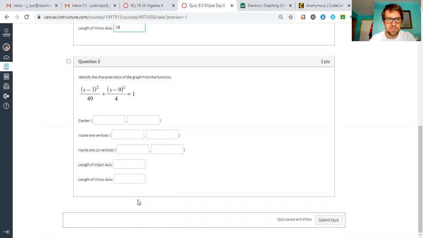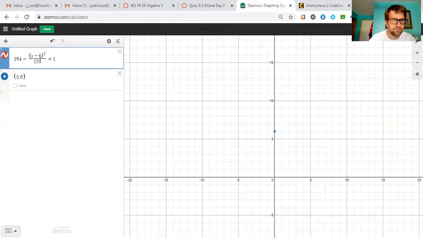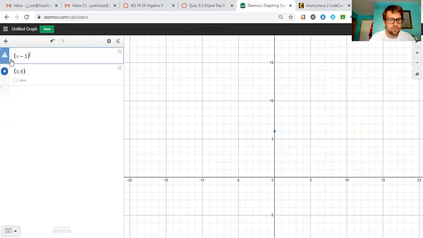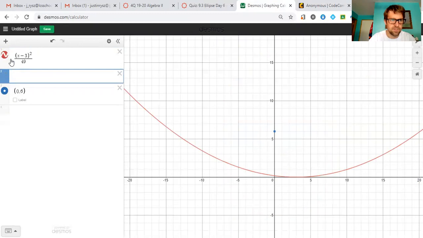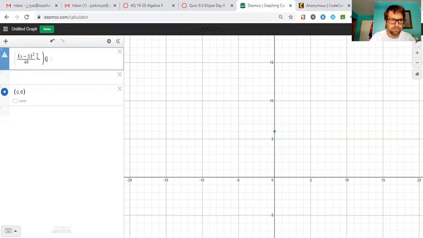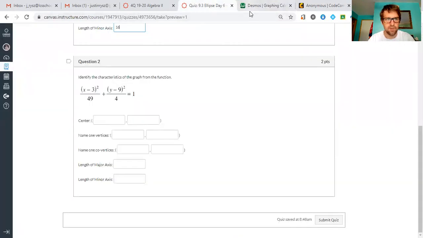Okay, so we'll do one more example. Tomorrow will be very similar, so I'd recommend doing the same thing. So we're going to have to type this out. X minus 3 over 49. I'm just going to change this equation here. I'll just start over. X minus 3 squared over 49 plus y minus 9 over 4.